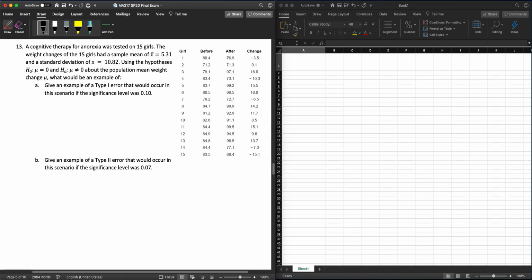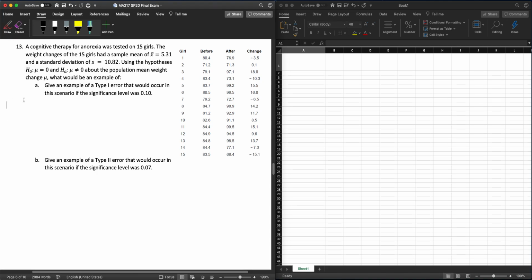A cognitive therapy for anorexia was tested in 15 girls. The weight changes of the 15 girls had a sample mean of x bar of 5.31 and a standard deviation of s of 10.82. Using the hypotheses, the null hypothesis being the mean is equal to 0 and the alternative hypothesis being the mean is not equal to 0, about the population mean weight change mu, give an example of a type 1 error that would occur in this scenario if the significance level was 0.10.